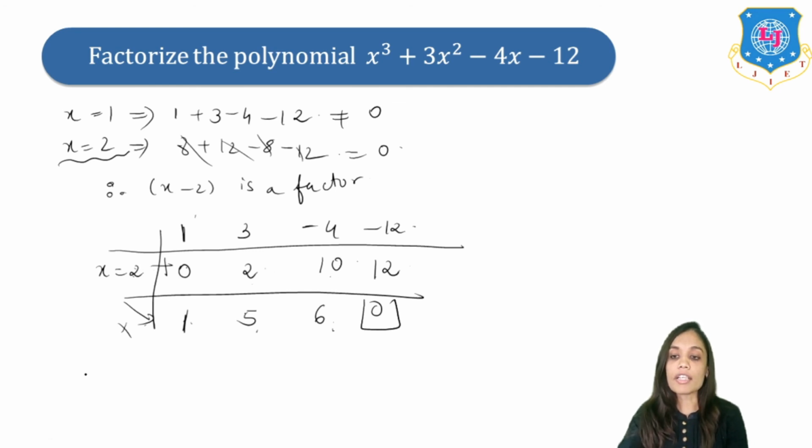Now again let us simplify and write this further. So factors will be x minus 2. This we can write as x square plus 5x plus 6.